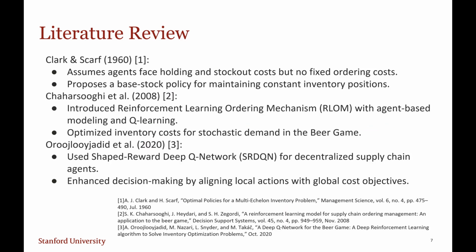There have been several approaches in the literature to address supply chain challenges. Early work proposed the use of a base stock policy to manage inventory. Later research introduced a reinforcement learning mechanism, combining agent-based modeling with Q-learning. Most recent advancements apply deep reinforcement learning techniques, such as shaped-reward deep Q network, to decentralized supply chains. This method enhances decision-making by aligning individual actions with the overall cost objective.